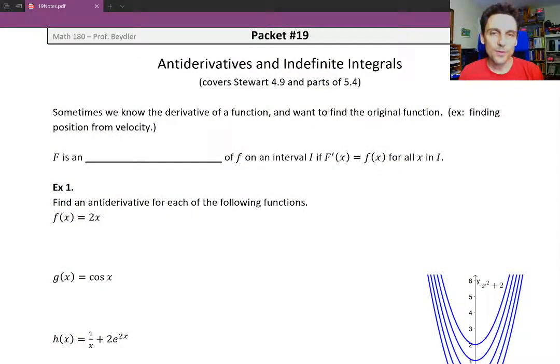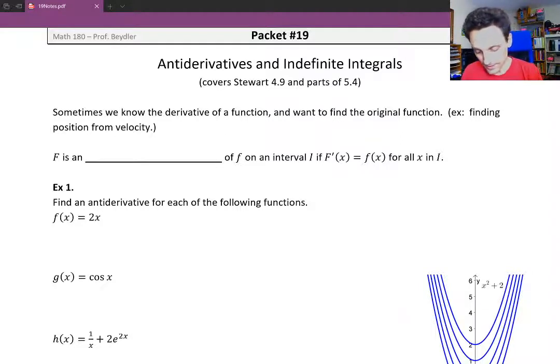So sometimes we know the derivative of a function and we're trying to find the original function. For example, trying to find the position function if we know the velocity function. This reverse process of differentiating is called antidifferentiating, or sometimes called finding the antiderivative.